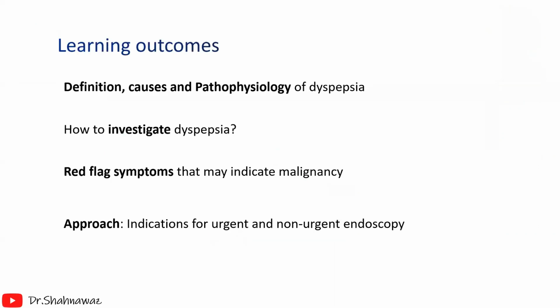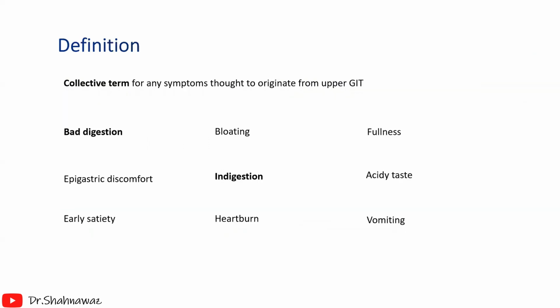And at the end, you will be able to know what dyspepsia is, what the causes and the pathophysiology of dyspepsia could be, and how we investigate it, and what red flag symptoms may indicate that there could be malignancy like tumors in the GI. We will also learn the approach, like whether urgent endoscopy is needed or not.